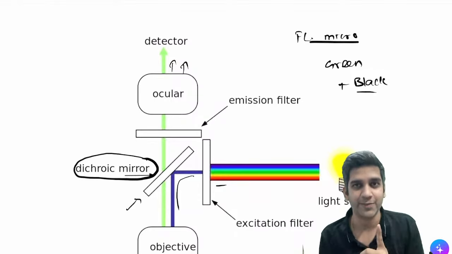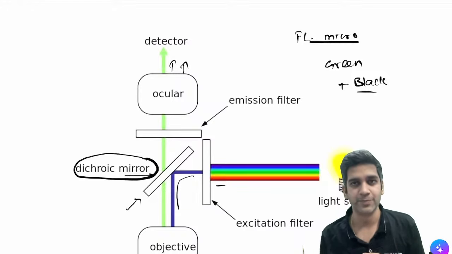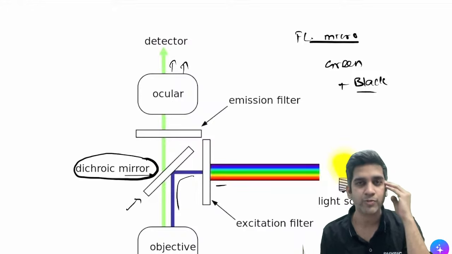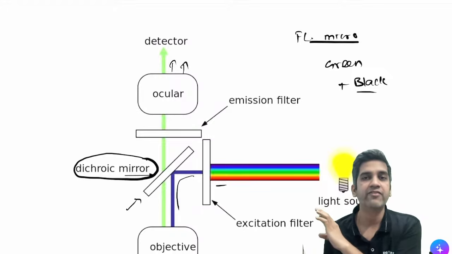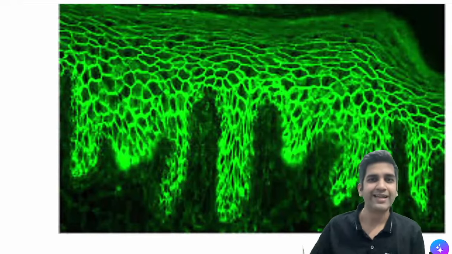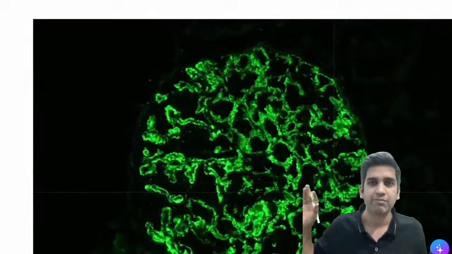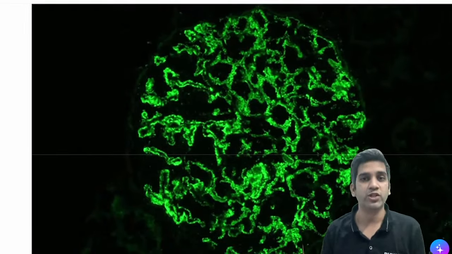Only green color is passing. Why is green color passing? We'll soon see when we look at the mechanism. Green color passes, comes to my eyepiece, I see them, and everything else in the background will be black. The images look like this. They are beautiful images. Black, green, maybe slight shades of green, but black and green, that's all. This is how the image of fluorescent microscopy will be.